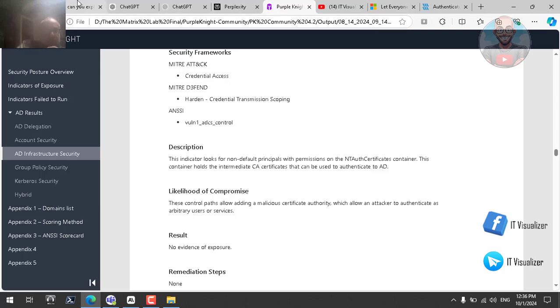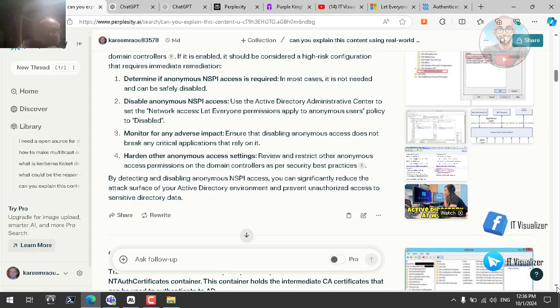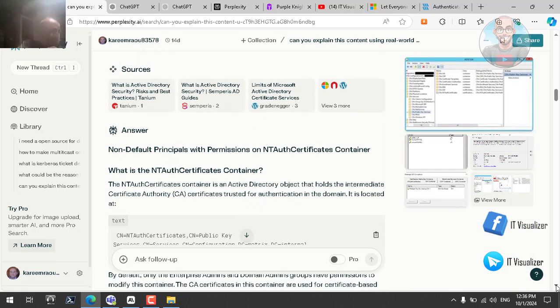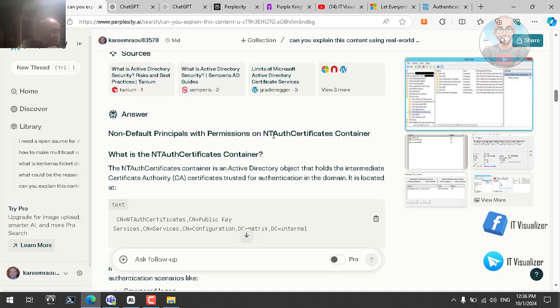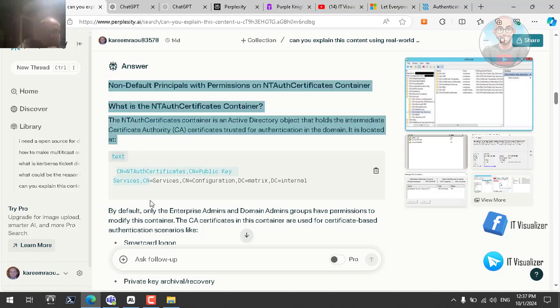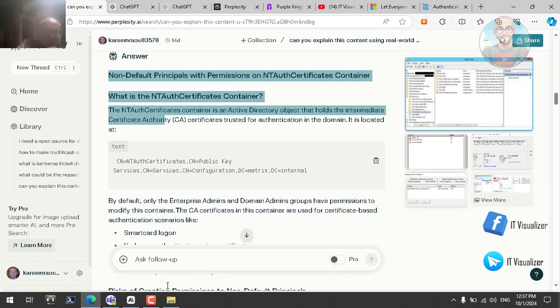If we go to Perplexity and ask it to explain this topic, you can ask it a simple question: non-default principals with permissions on NTAuth certificates container. What is the NTAuth certificates container? Very, very good. I like Perplexity because it is very logical in thinking, describing, and listing the info. So it gives a brief about what it is talking about, and then it begins the explanation. So let's see the answer of Perplexity, and then we can go to Claude and ChatGPT to ask the same question.